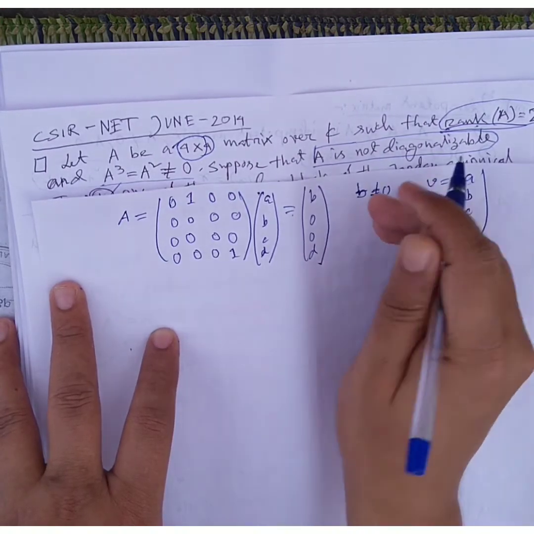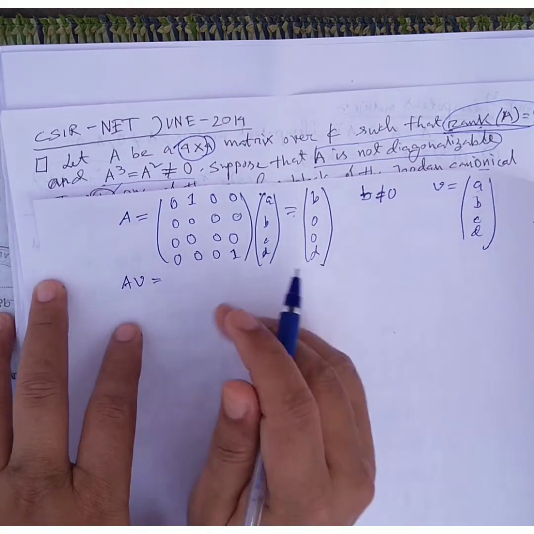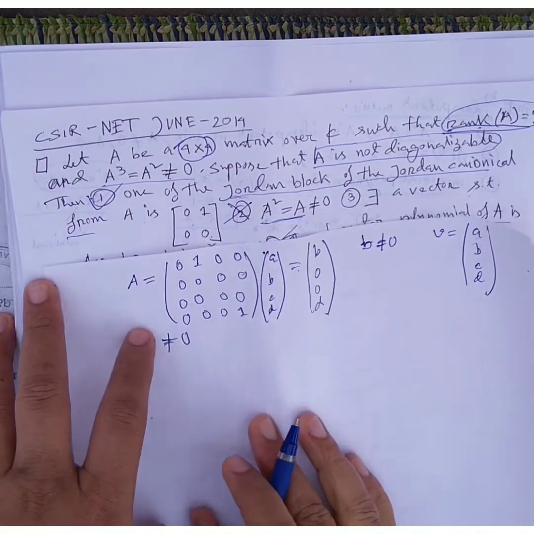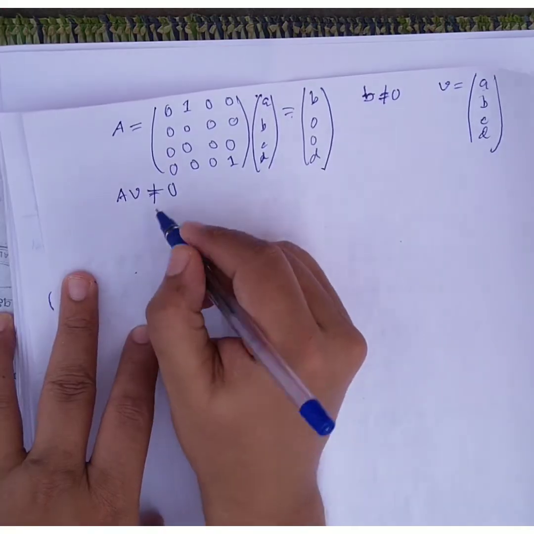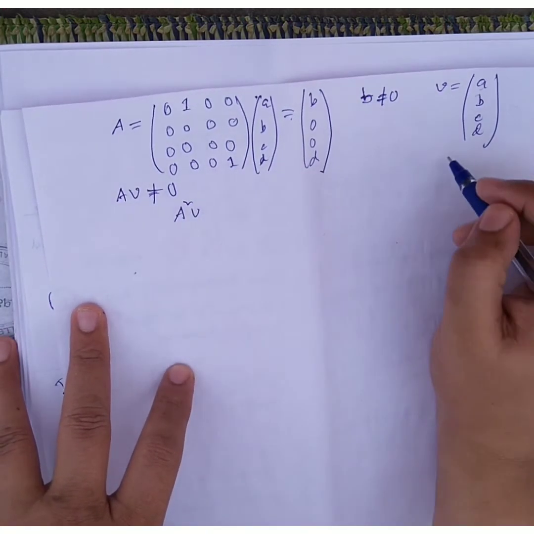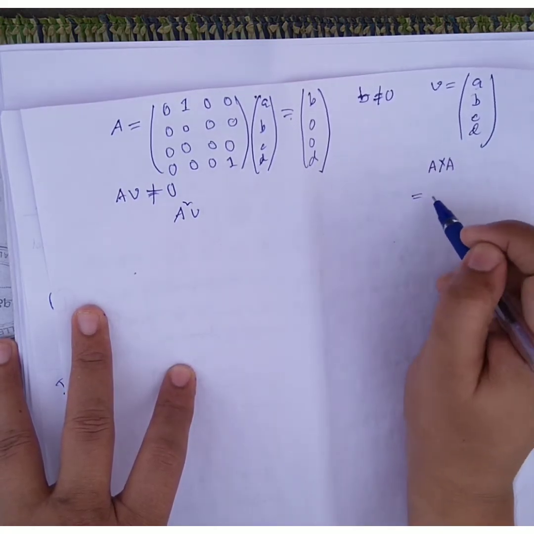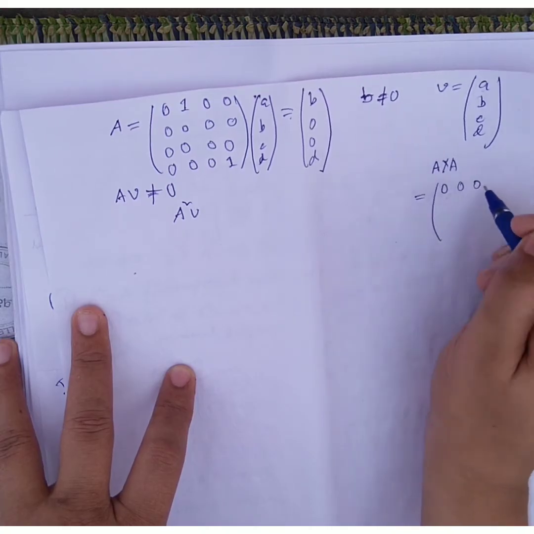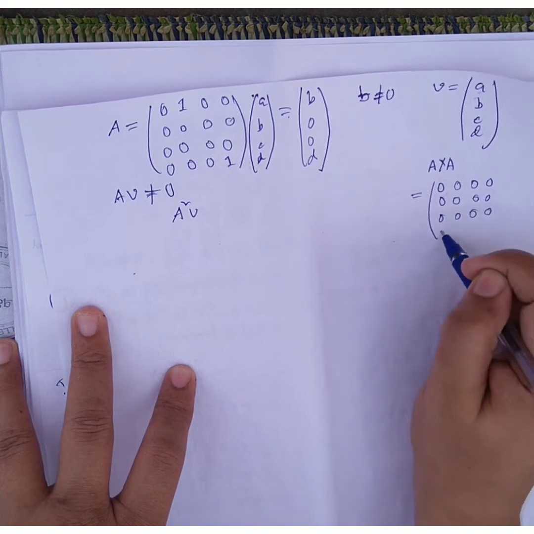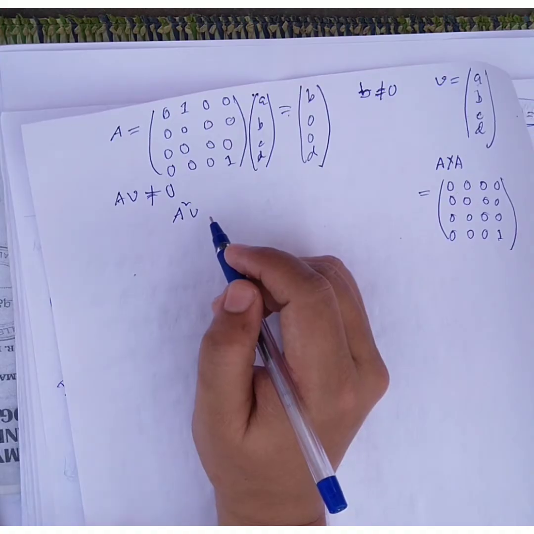I get AV does not equal 0, this condition holds here. Now I have to see A square V. What is A square? If I multiply A into A, then whatever I get is 0 0 0 0 0 0 0 0 0 0 0 0 0 1. This is my A square.